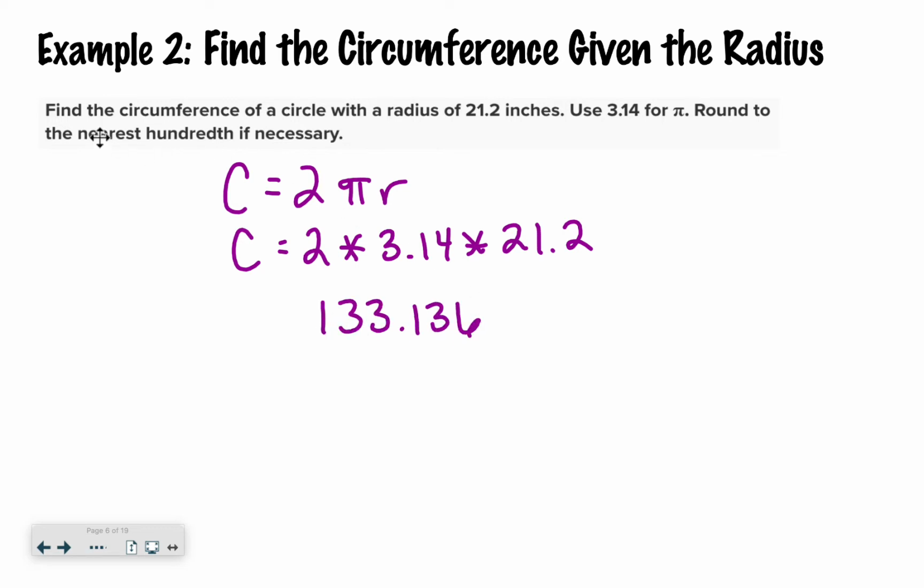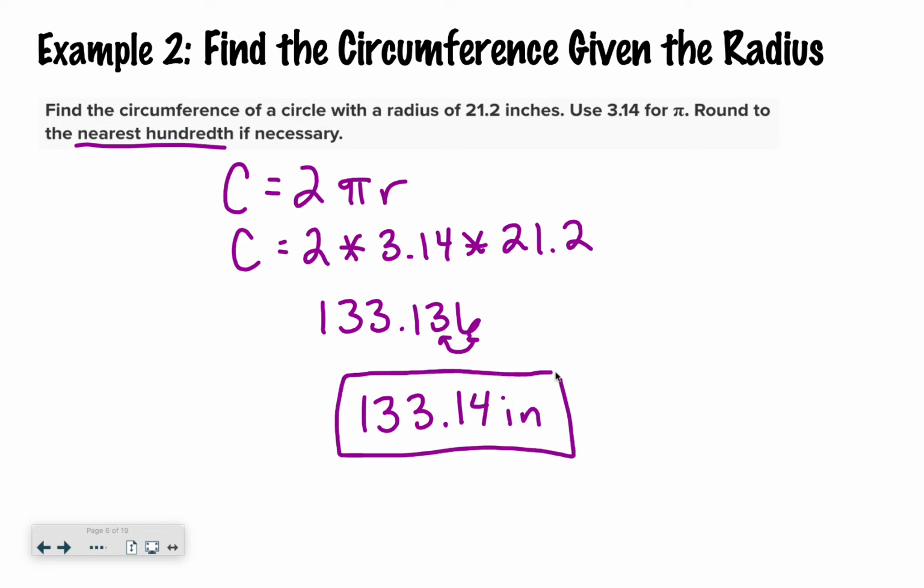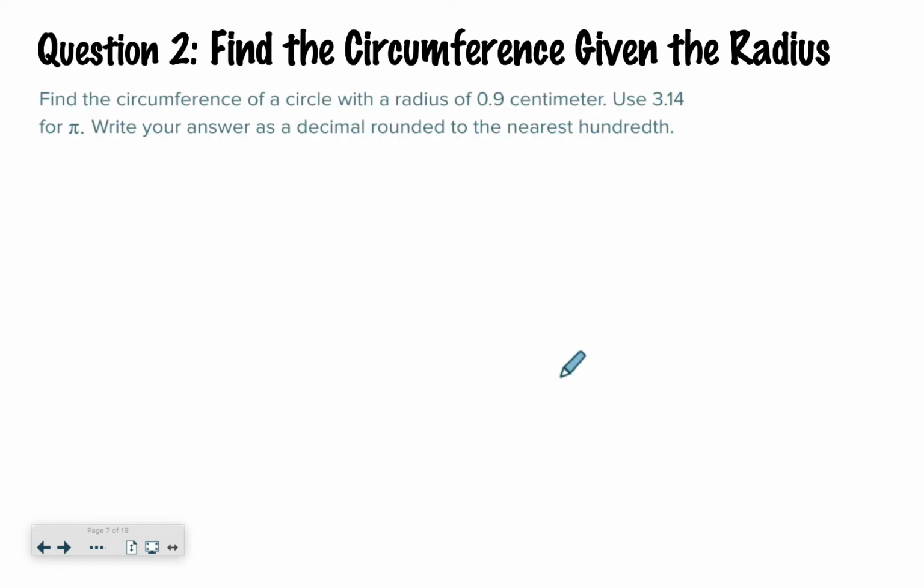2 times 3.14 times 21.2, I get 133.136. My directions say to round to the nearest hundredth, which means 2 decimal places. So I'm going to say 133 point, and then I have a 1, and then this 3 is going to change because the number to the right of it is a 6. So it becomes 133.14 inches. And that is my final answer. I want you guys to make sure you're paying attention to labels. I want you to practice labeling your answers.